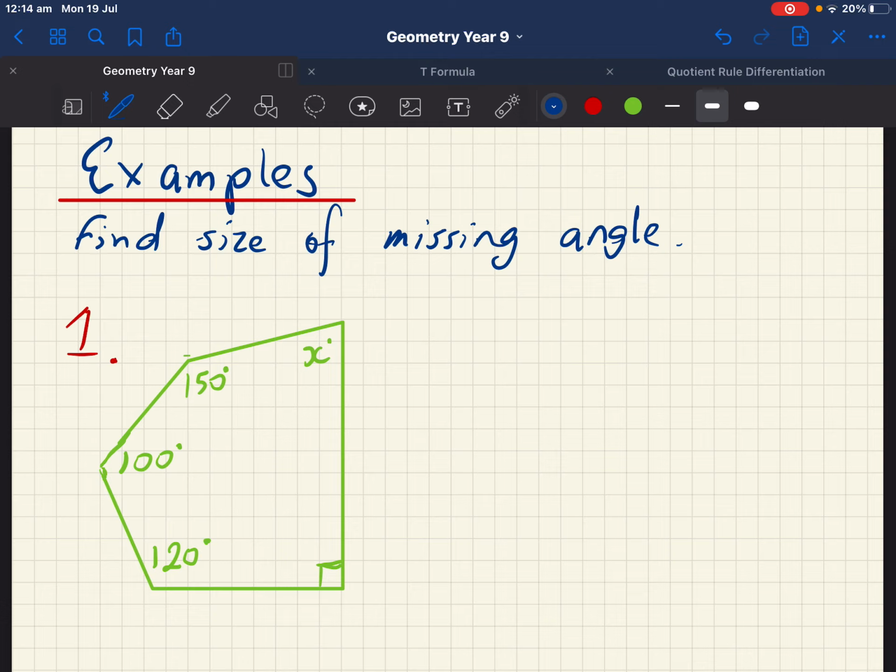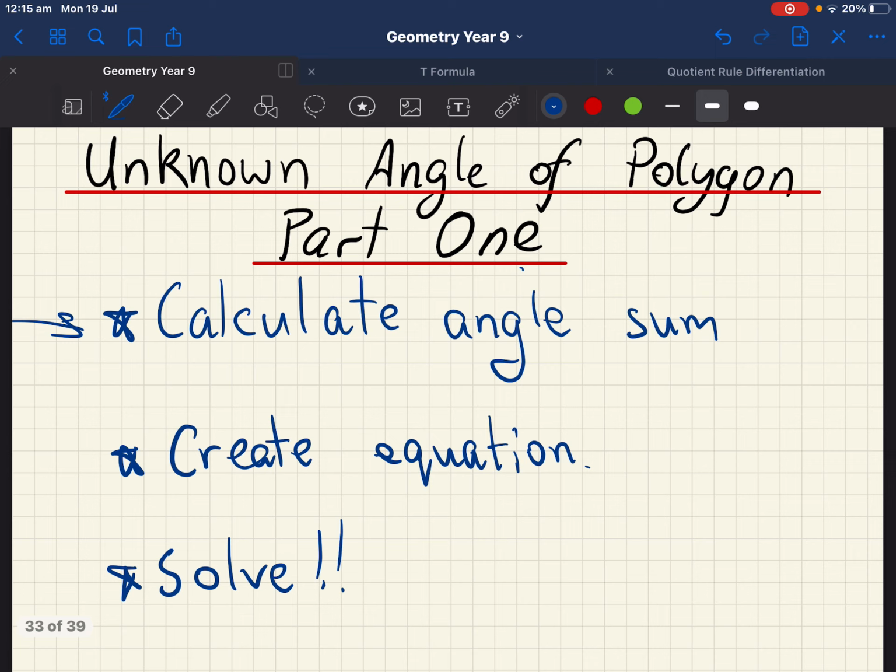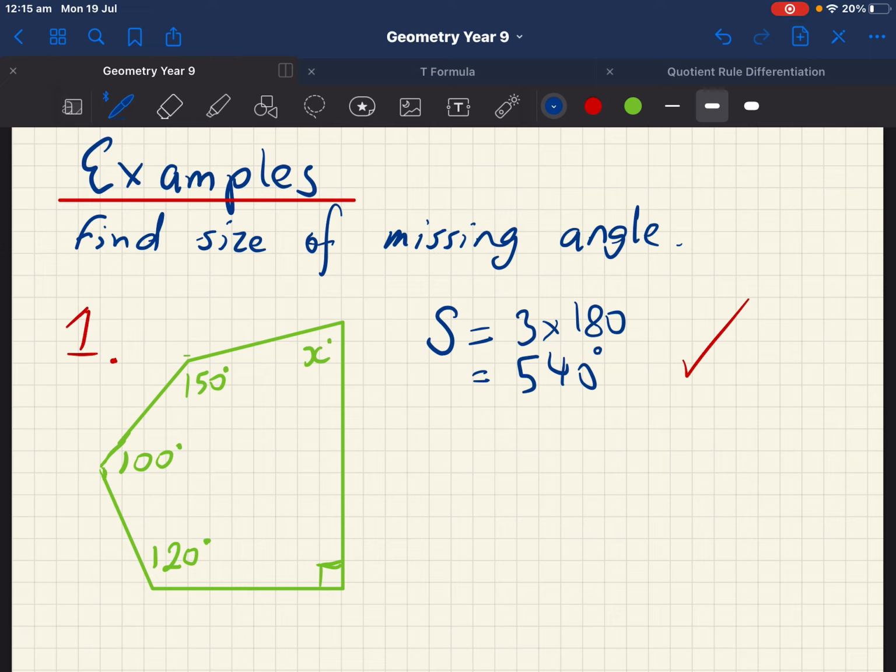So for a pentagon, what is the angle sum? It's got 5 sides, so we're going to use that rule that we learnt in the previous lesson of taking away 2. So if we've got 5 sides, take away 2, we end up with 3 lots of 180. So typing that in, we get 540 degrees. You've got your first mark, and you've got your first step completed. We now know what these 5 angles are going to add up to. So the next step is to create our equation. Since we know these 5 angles add up to 540, let's write that out as an equation.